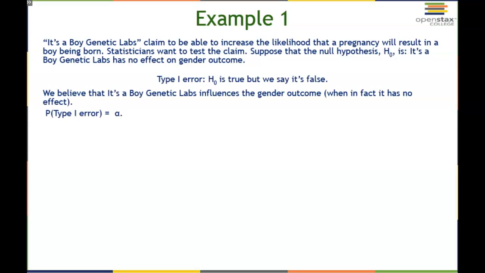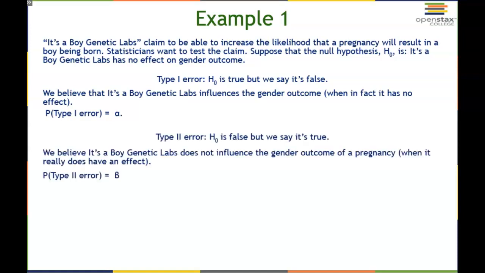A type 1 error is when H0 is true, but we say it's false from our test results. So in that case, we believe It's a Boy labs influences gender outcomes, when in fact they don't. This is a type 1 error, and it equals alpha.